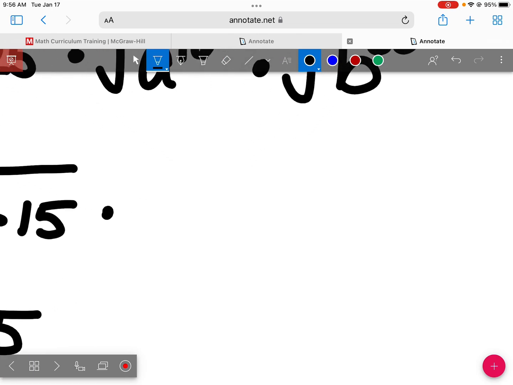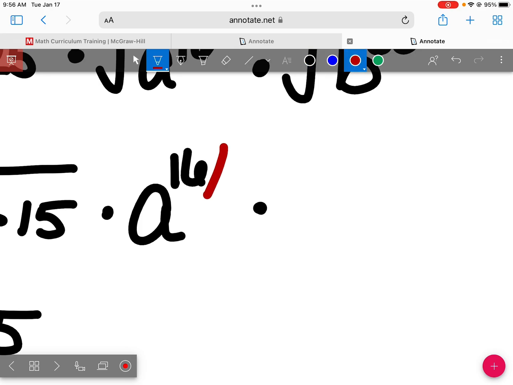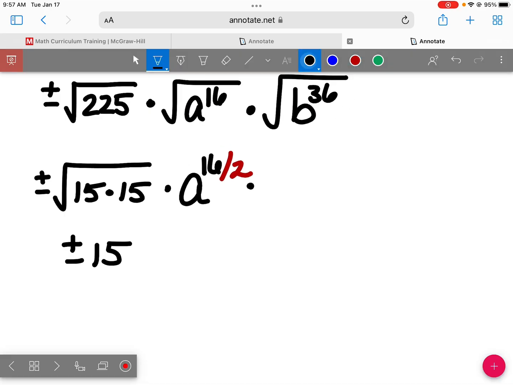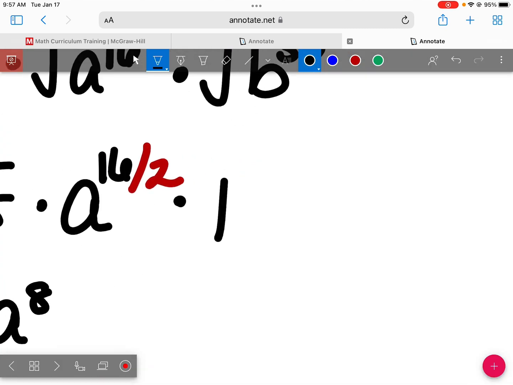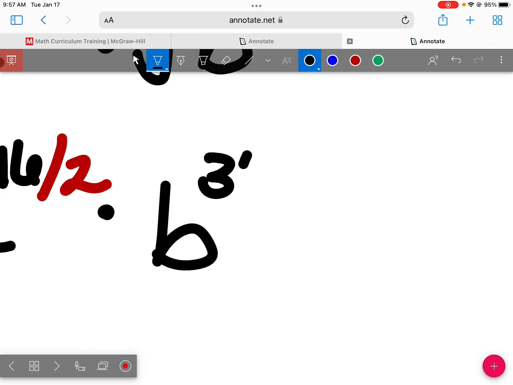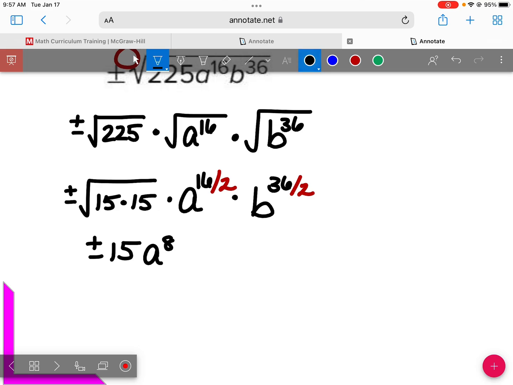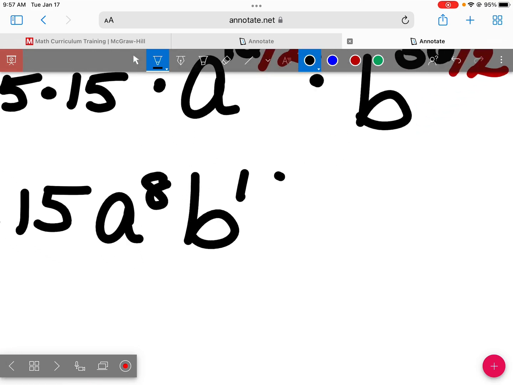And then how do I do these next two pieces? Divide them by the index. So I have 16 divided by 2, which would give me what? A to the 8th. And b to the power of 36 divided by our index of 2. 36 divided by 2 is what? 18. B to the 18.